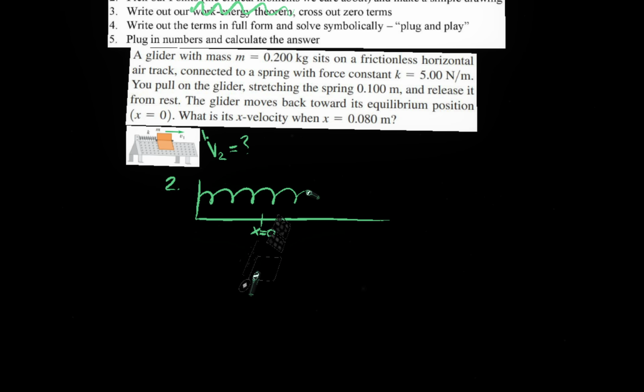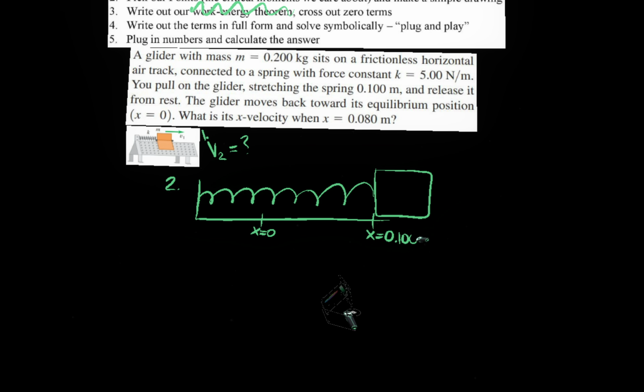So we're going to come back just a little bit. Alright, we're out here. This is x equals 0.100. And then you let go of it. Since the spring is stretched, it's going to pull the block back this way, right? And so it comes back this way, and it's asking what is the velocity of the block when the block gets to this position, something close to 0, but not 0.